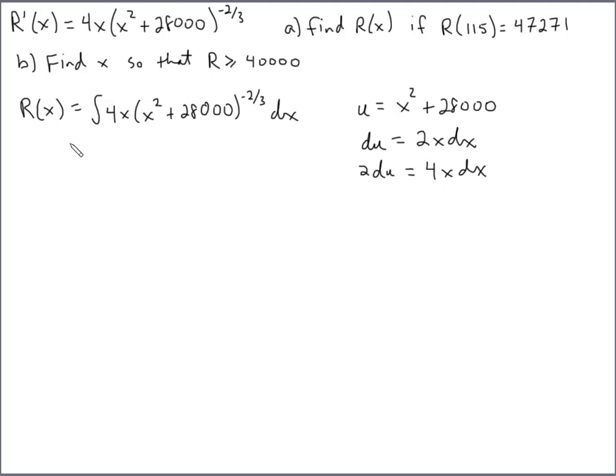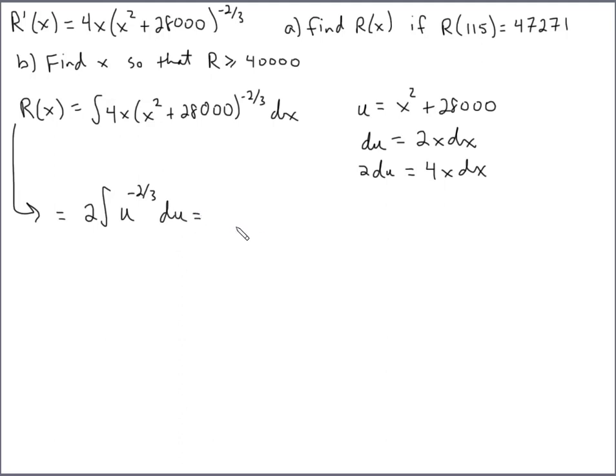So with these substitutions, this integral then changes to be the 4x dx becomes 2 du, so we're going to have a 2. And then so that takes care of the 4x and the dx. We'll put the du on the end. This is then u to the minus 2/3 power.